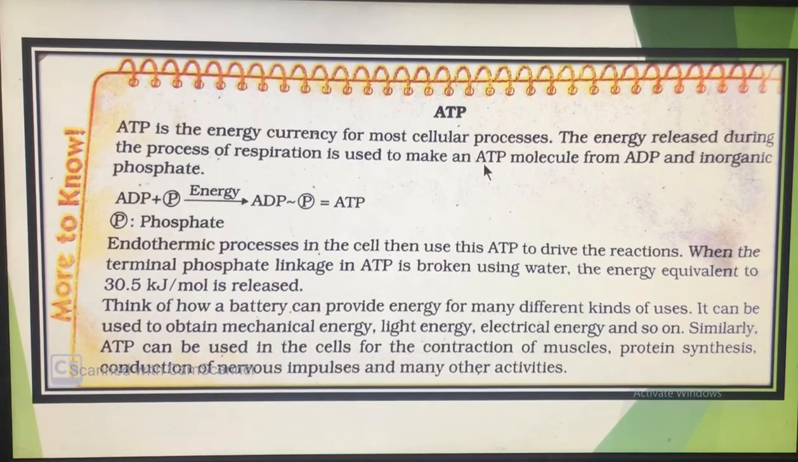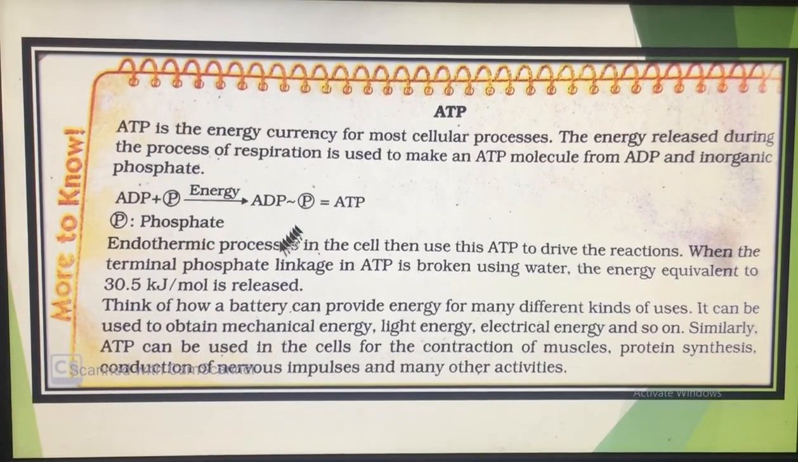Our body can utilize the energy which is present in the ATP only. So the ADP plus the phosphate, because of the energy which is released, the phosphate group gets attached to ADP. As a result, the ADP is converted into ATP. P stands for the phosphate group.